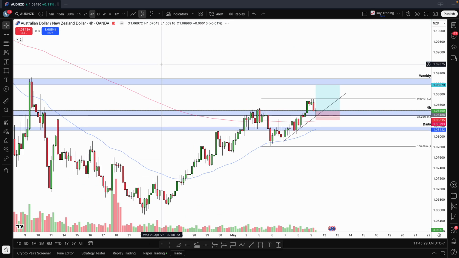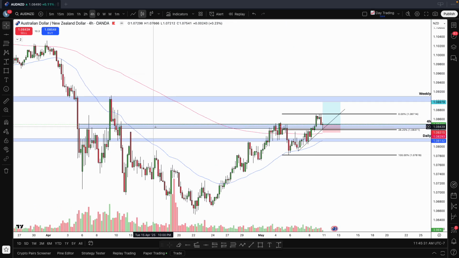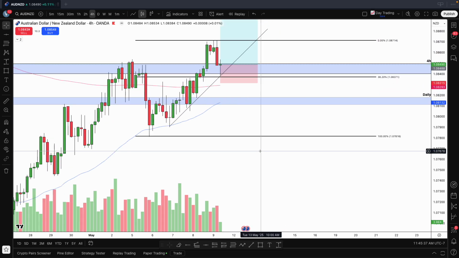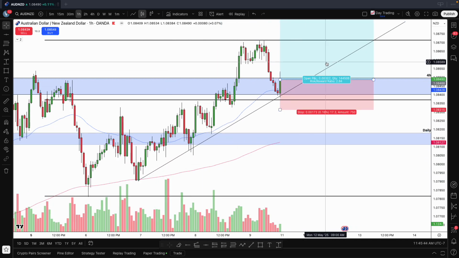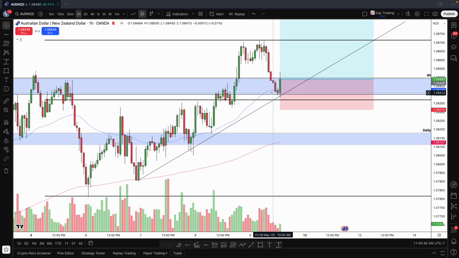Now if you go down to 4 hour, we could see that there's this area of structure over here where price has taken a lot of resistance right over here. Price broke above, came back for a rejection, and then gave us another pin bar. And now if we go down to 1 hour time frame, we can see that there's also a bit of this trend line right over here where price has started to reject.